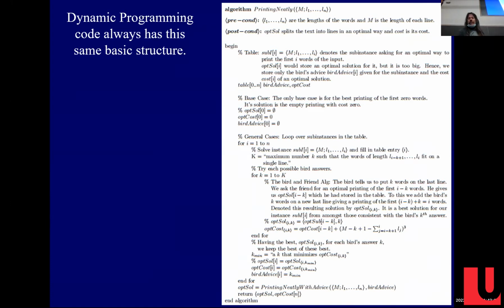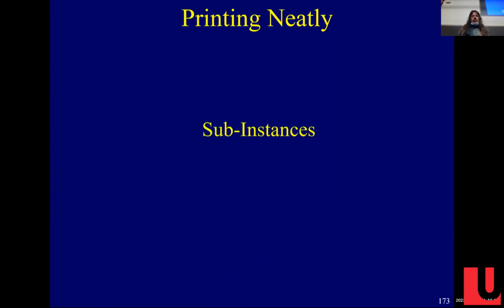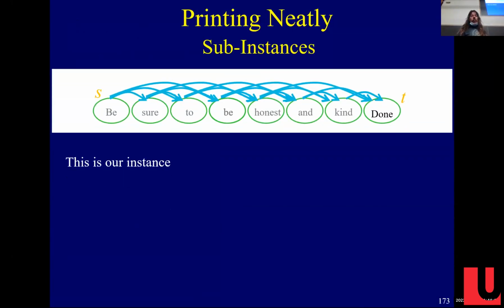All right. So all the code is going to have the same basic structure. You loop through the sub-instances, you loop through the bird answers. Let's just have a review, since it's been a while, of the printing neatly problem.